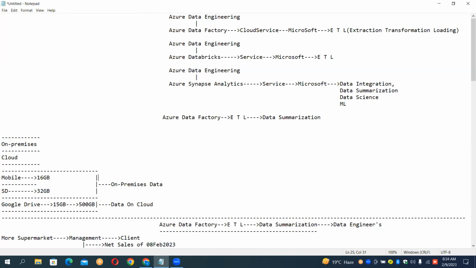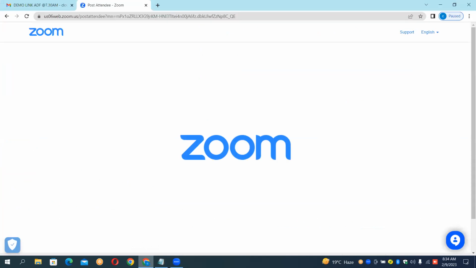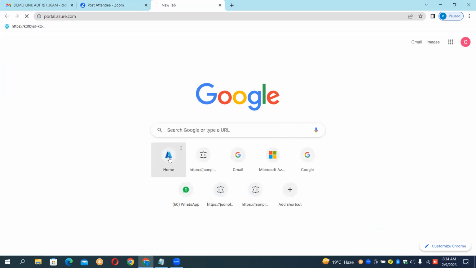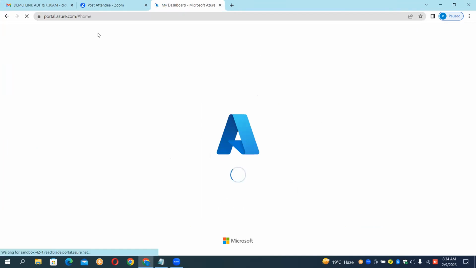Just tell me, Pankaj. So batch, do we need access to Azure? Sir, how will we do the practicals? For doing the practicals, you don't require any software to install. Simply go and opt for this. I'll show you how to take the subscription. Go to portal.azure.com and log in with your email ID.